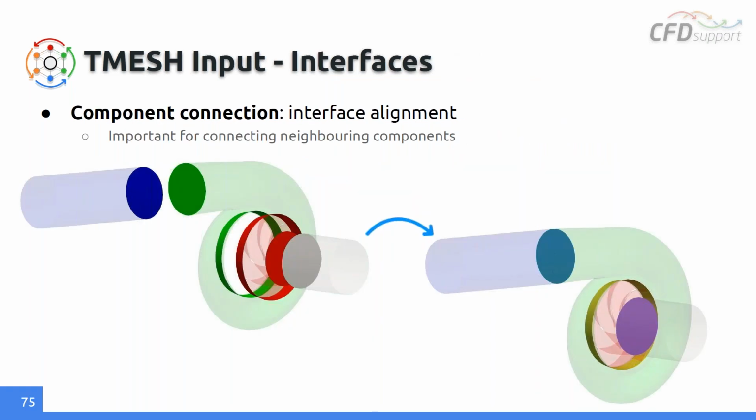And let's say the last thing to mention is the interfaces. If we split the domain into the components, we need to somehow define how these components are connected. So basically if we put everything together, we need to have one nice mesh. For example, an interface is the part of the geometry which connects two components. So let's say the outlet from the volute has to be the same as the inlet to the pipe. So if you put everything together, these interfaces match perfectly.